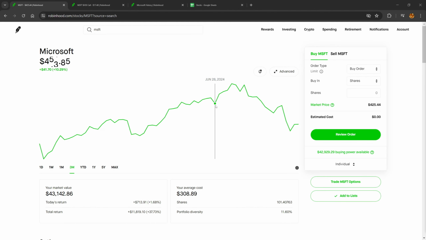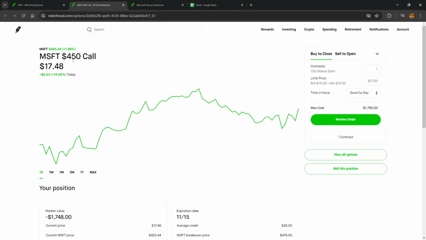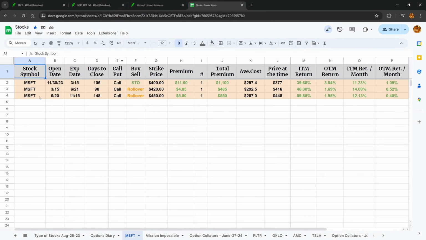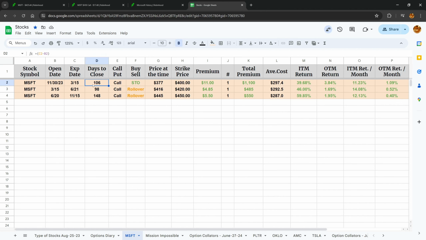So let's take a look at Microsoft. I want to show you I have a covered call sold on it for $450 right now, while the stock price today is $425. Now let me show you the story behind this call for $450. So if I go to my spreadsheet, the first time I sold the covered call on Microsoft was on November 30, 2023. And I sold it for 106 days to expiration. So the expiration date was on March 15. It was a call, sell to open.